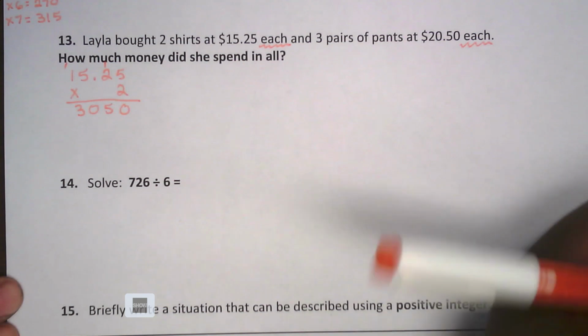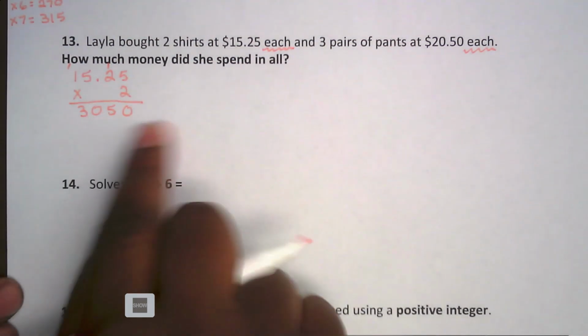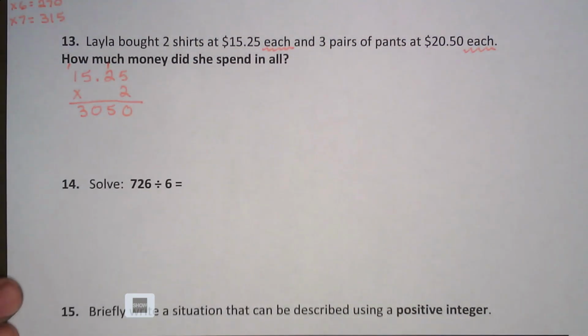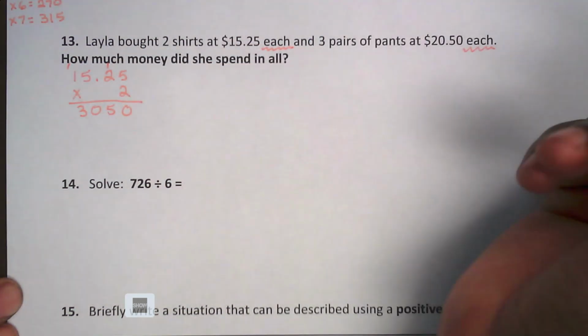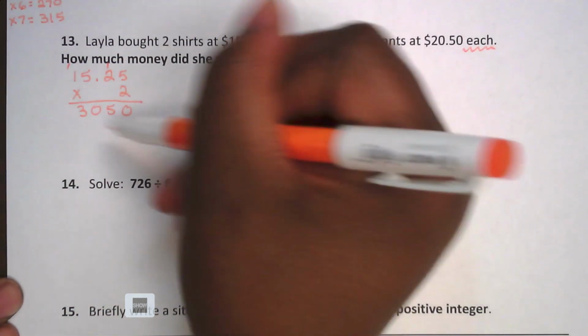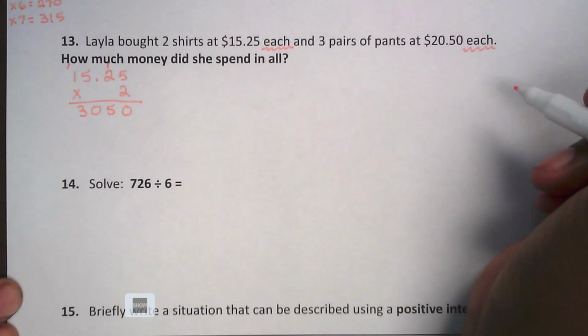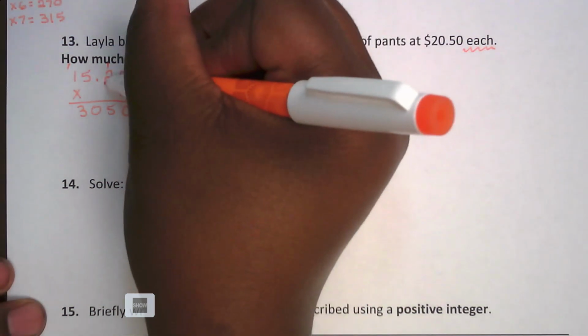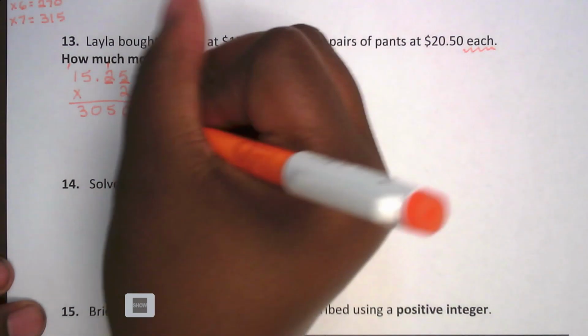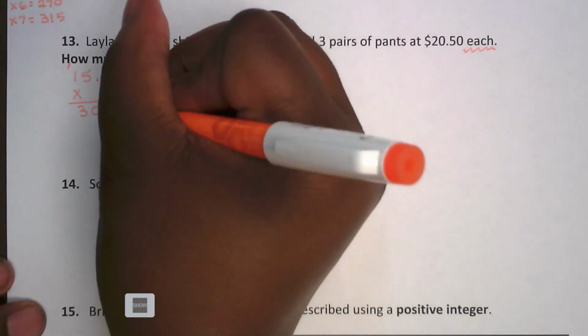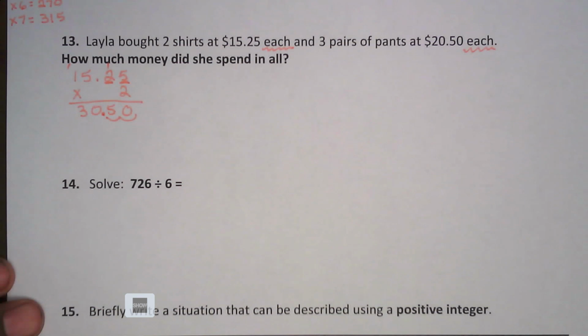So now that I've done my multiplication using a standard algorithm, I am going to count how many decimal places were in my original numbers, so I know where to put my decimal point in my product. So I see after my decimal point I have 1, 2 here. So I'm going to move my decimal 1, 2 places. So I know that the 2 shirts cost $30.50.